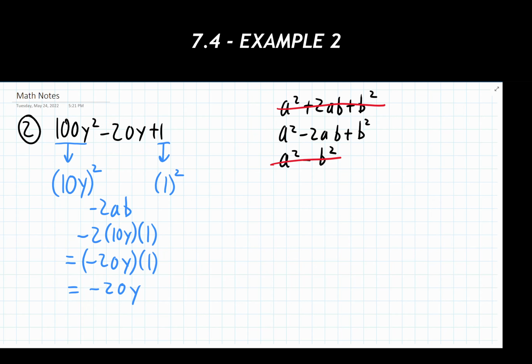Great! That tells me that this is a perfect square trinomial. Just confirmed that. And now I can write my final answer as a, which is 10y, minus b, which is 1. And then all of that raised to the second power. And now I have my fully factored answer there. And I'm good to go.